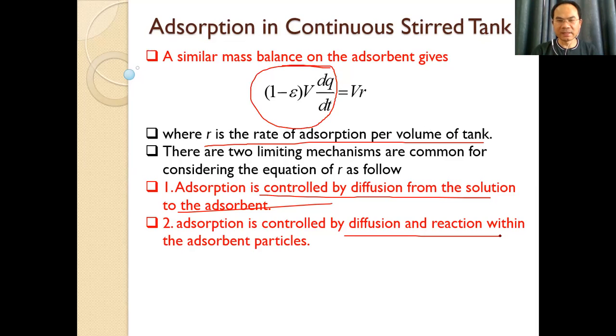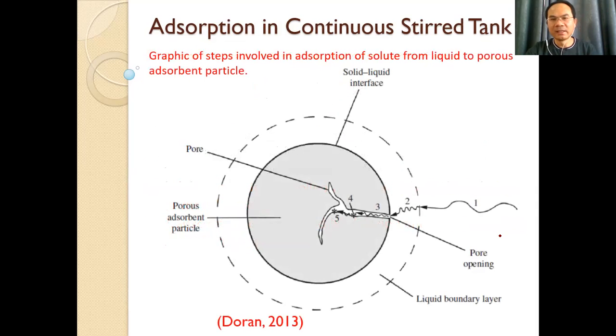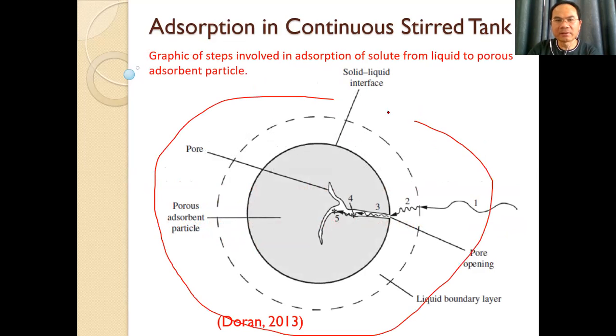We call this a reaction or interaction at the surface. We have two cases: diffusion control, and diffusion and reaction control. This shows the diffusion from the bulk liquid or gas to the solid adsorbent, and also the flow of solid in liquid or in gas. There is some film of liquid or film of gas. It is a film.